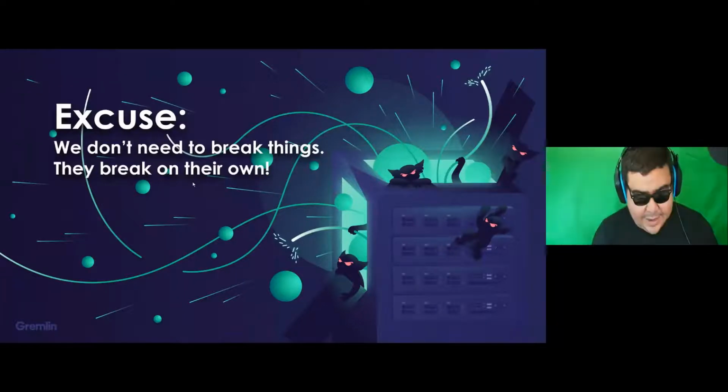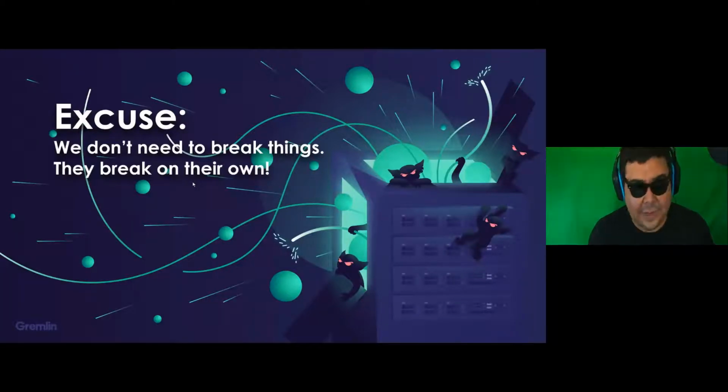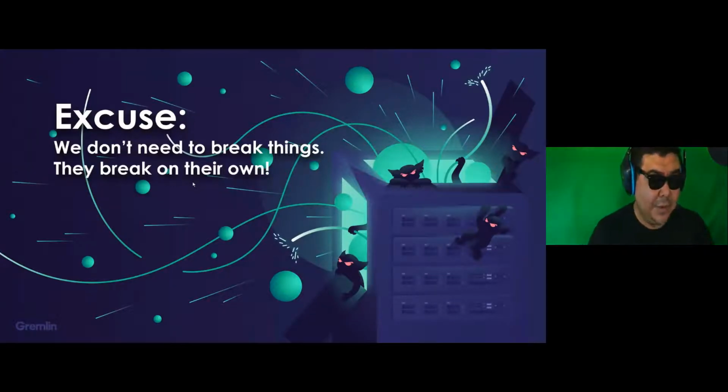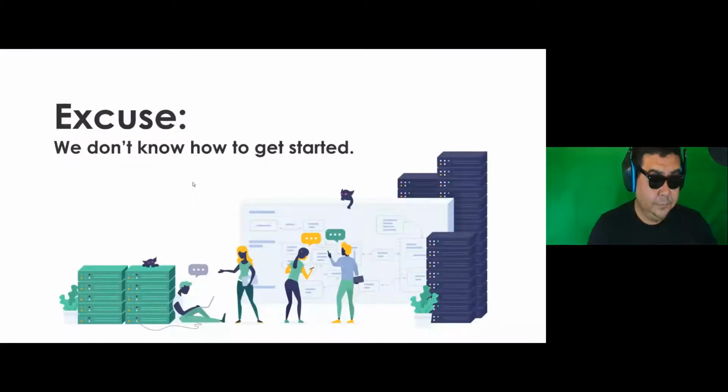So another argument or excuse is we have enough chaos in the data center. Things break on their own. At 3 a.m. when you're sleeping and you just got off another call, your pager goes off and you're back at work. So why not break things on your own schedule instead of letting them break on their own, right? That's how we overcome this excuse. We don't know how to get started.